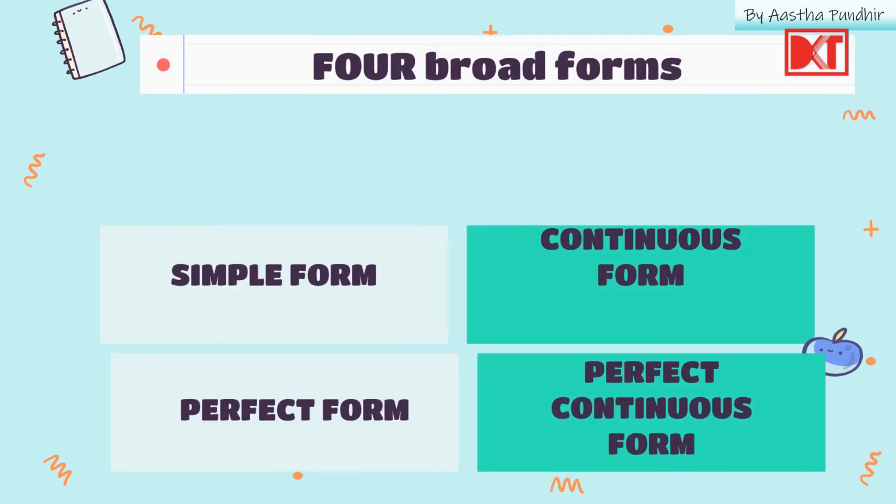and for these three forms that we discussed, there are going to be four subcategories of each, which is simple form, continuous form, perfect form, and perfect continuous form. Which means for present, we'll have present simple, present continuous, present perfect, and present perfect continuous. This will be valid for all the three tenses, present, past, and future. Okay, we'll discuss all of them in detail.